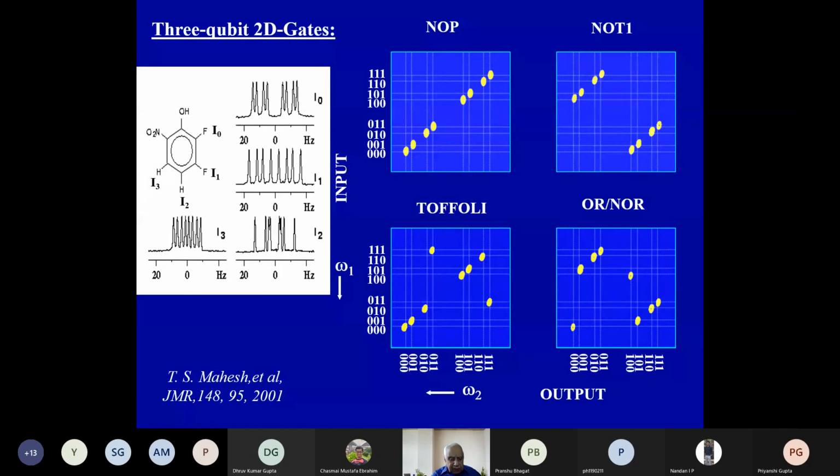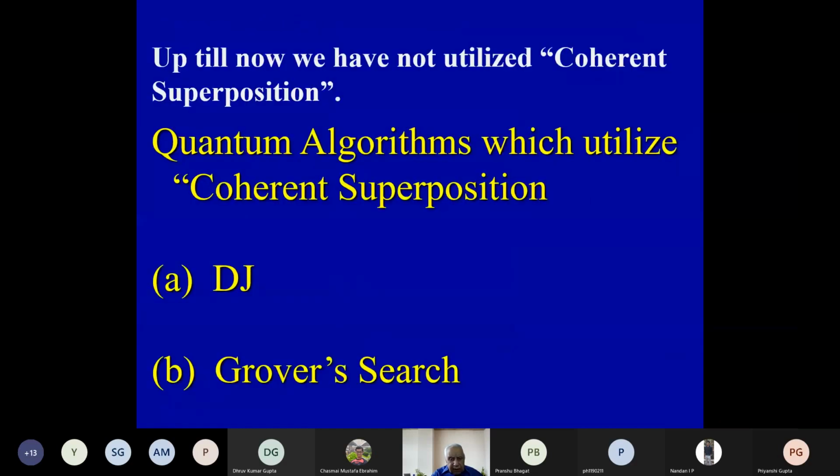Okay, 3-qubit system, 2-qubit gates. One qubit is the reading qubit, so we lose that one qubit. But it's a 4-qubit system with 3-qubit gates. All right, up till now we are just performing gates. We have not used coherent superposition, which is the real power of a quantum computer.